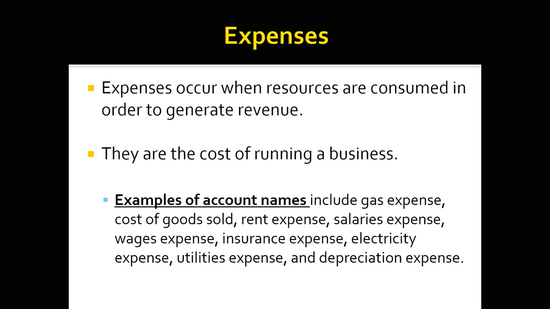Rent expense. So if they rent a building that they're working out of. Salaries. So employees are an expense. A lot of times students think employees are an asset. Employees' salaries are an expense. Wage expense. Insurance expense. Electricity to keep the building lights on, to keep the building warm. Utilities expense. And depreciation expense. There are more, but again, I do not want to bombard you this week.